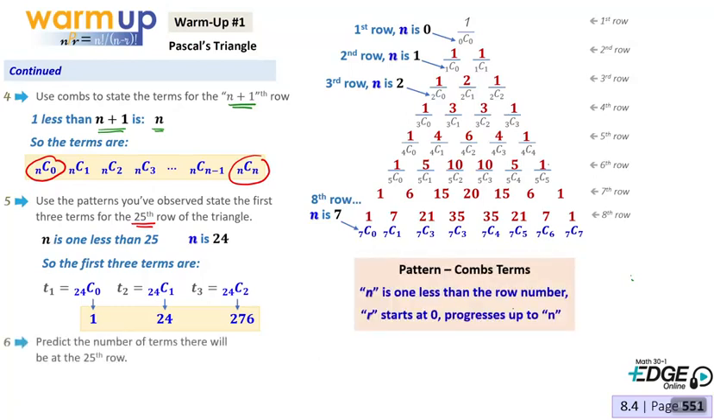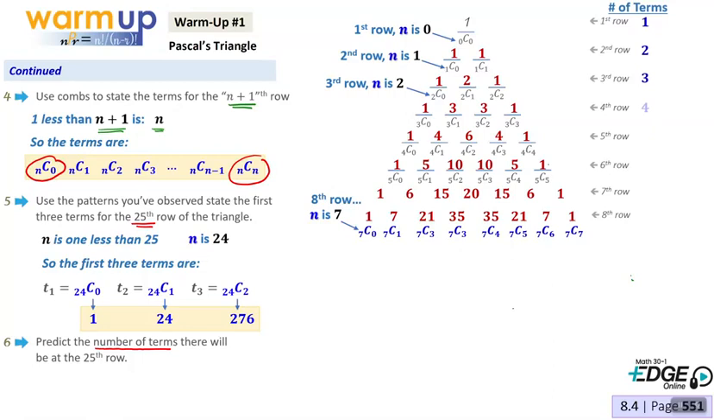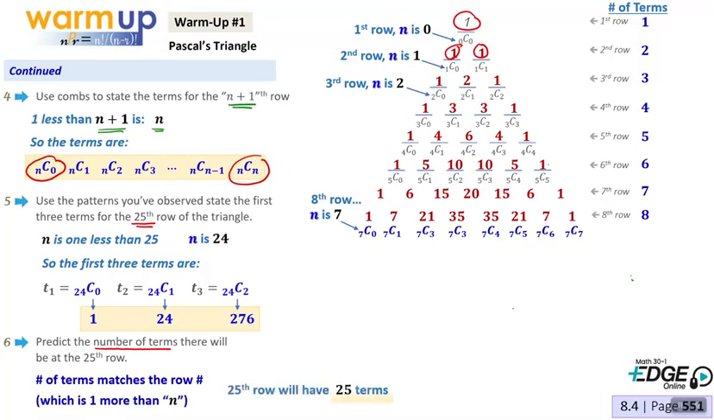All right. I want to put a star beside this last bullet of the warm-up. It asks us to predict the number of terms that will be in the 25th row. Okay. In the first row, we see there is one term. In the second row, we see there are 2 terms. In the third row, we see there are 3 terms. This seems like a pretty easy pattern to observe. The number of terms matches the row numbers. So in the 25th row, we would have 25 terms.